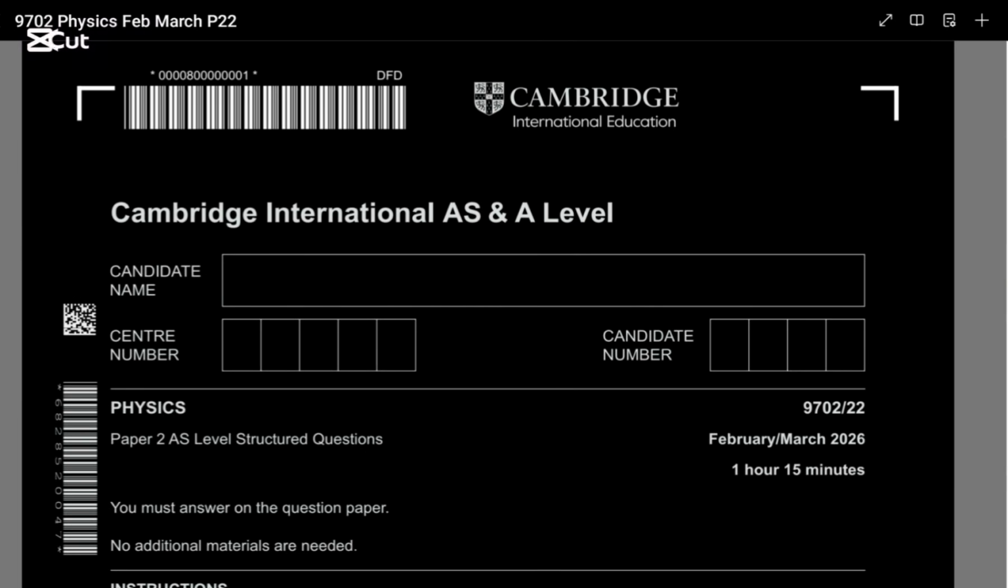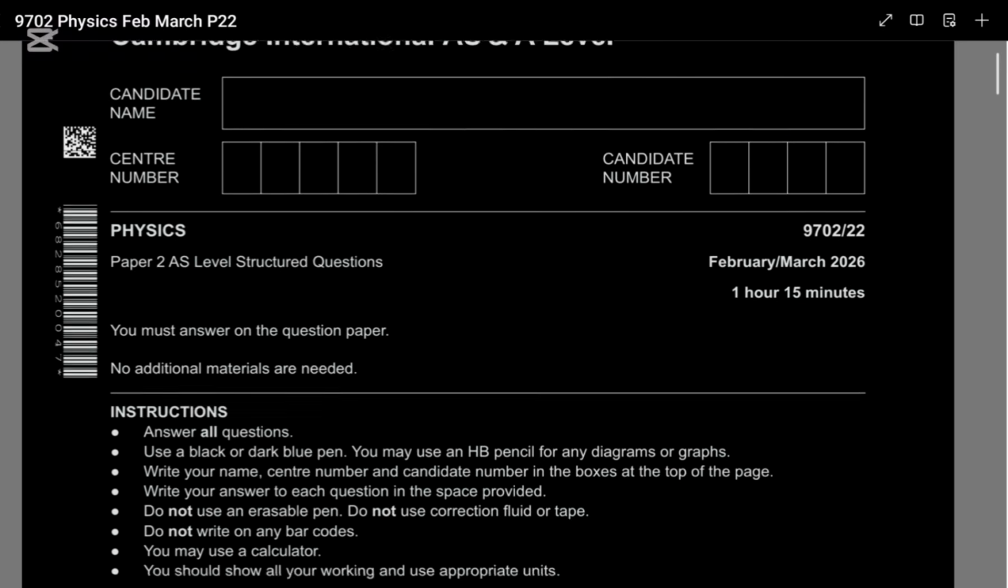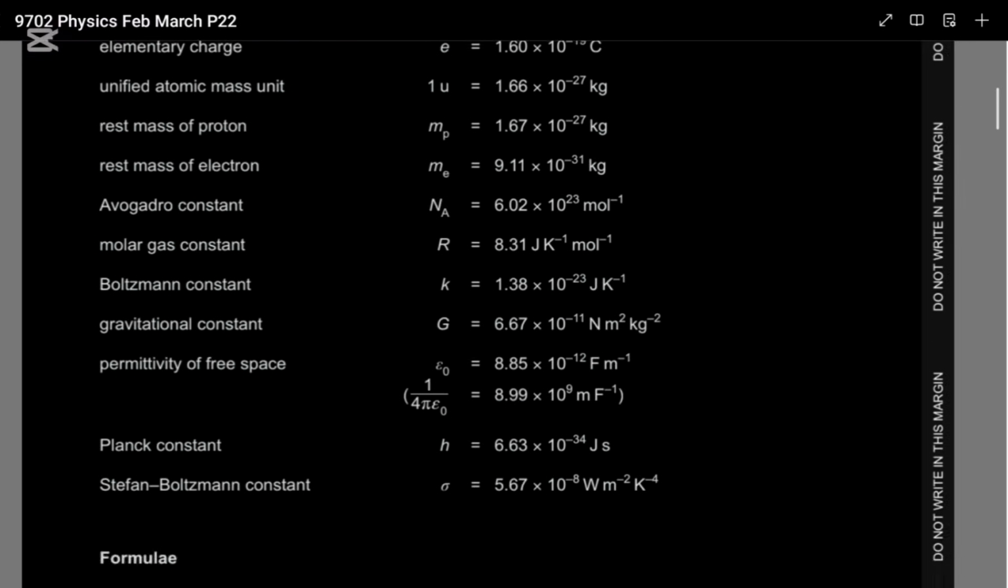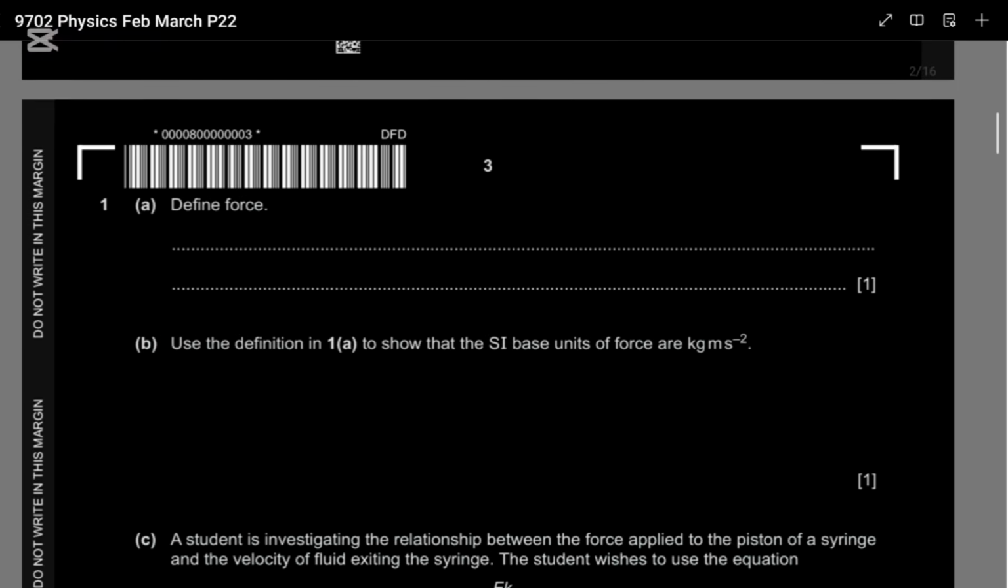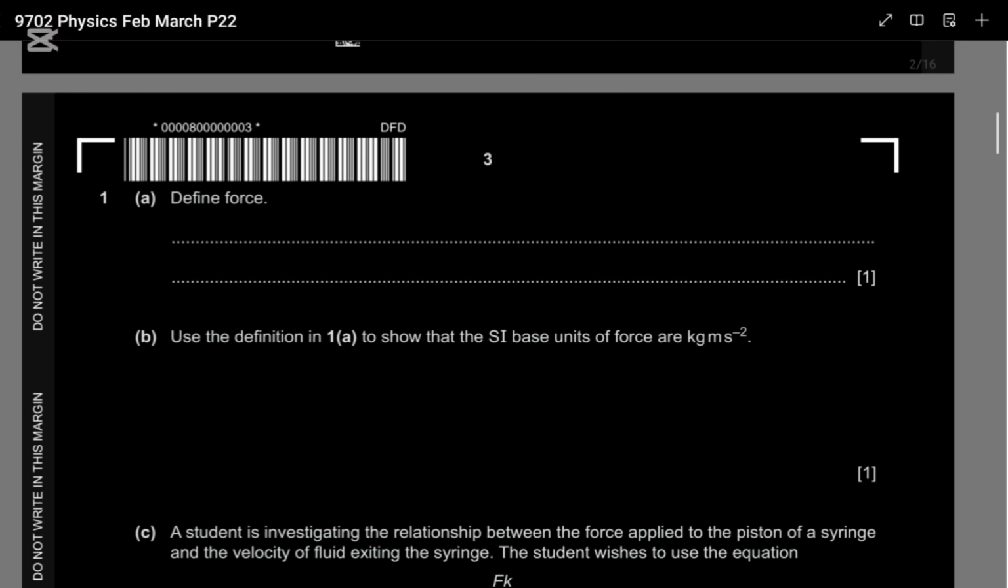Alright, so today we will be solving the February March 2026 paper 2 of AS Physics, okay? So let's get started with the first question. Define force.